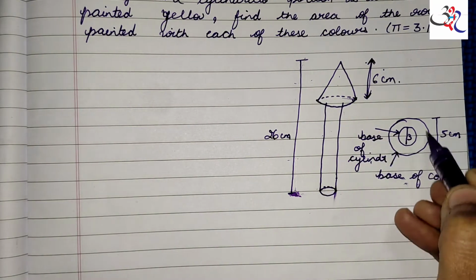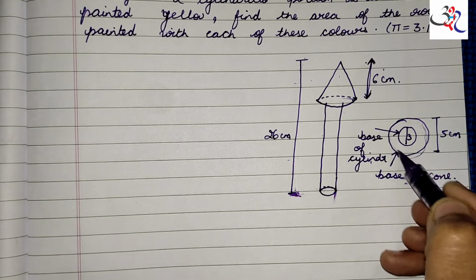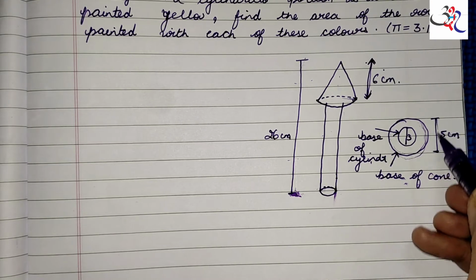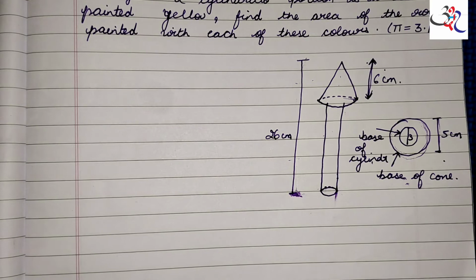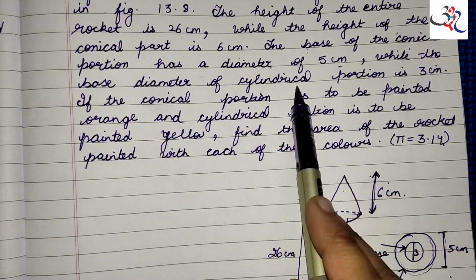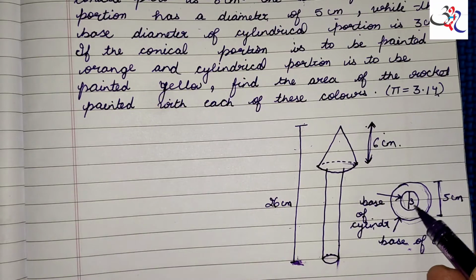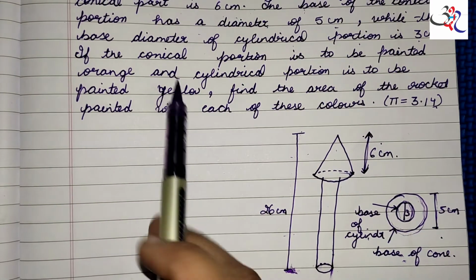So I have made another diagram at the right hand side. So base of this conical part, outer is the conical. So base or the diameter of the conical part is given to us equal to 5 centimeter, while the base diameter of cylindrical portion is 3 centimeters. So this inner one is my cylindrical portion, suppose. So the diameter of this is given to us equal to 3 centimeter.